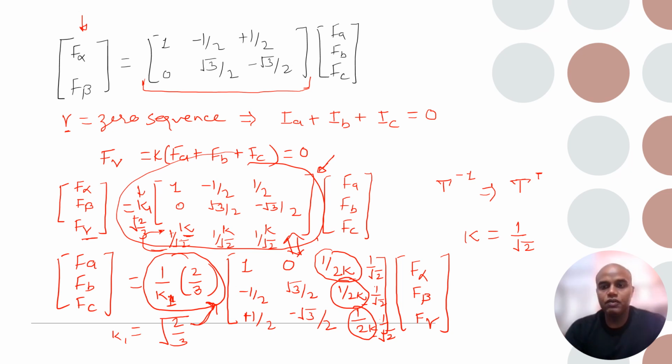In the next video, we will take the Park's transformation, and we'll see how this alpha beta frame is further converted into the two DC components, the direct axis and the quadrature axis, which gives better control of my motor by decoupling the torque and the flux.